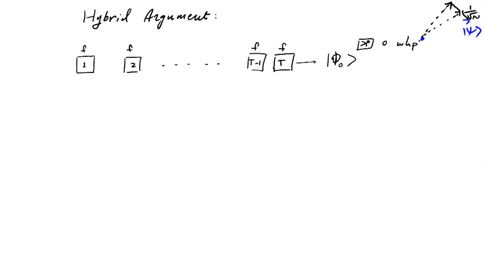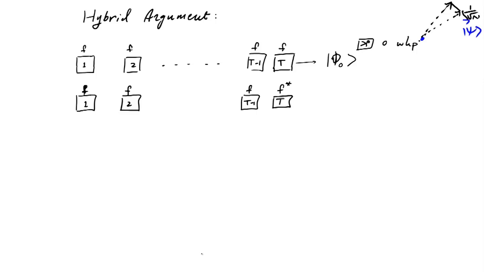So how do we do this? Well, in the next run, we answer these queries as we did before, according to f, all the way up to the last query. But the last query that we make, we answer according to f star. So we answer that f of x star equals 1.